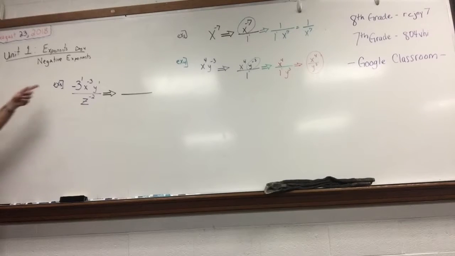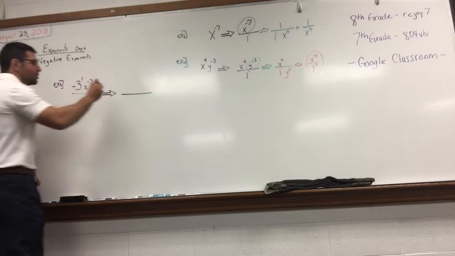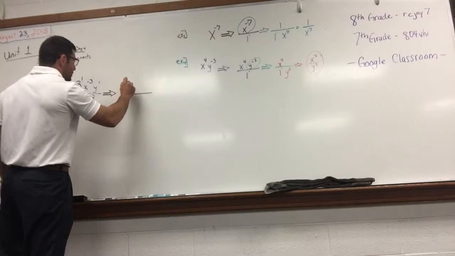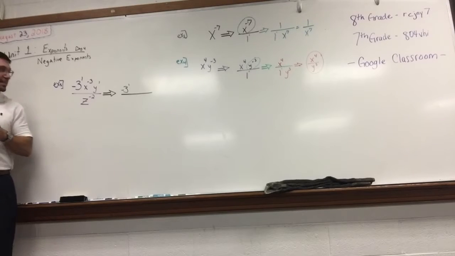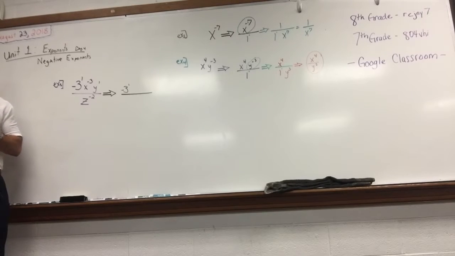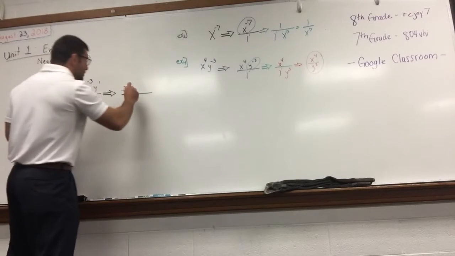KB, where does negative 3 to the first power go? Numerator or denominator? Wouldn't it stay? Why would it stay in the numerator, Brendan? Because it doesn't have a negative exponent. Beautiful. Okay. What else is going to stay in the top, in the numerator? Garrett? Y to the first. Perfect, brother.